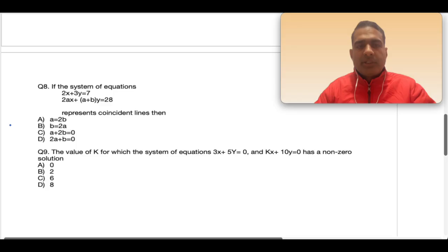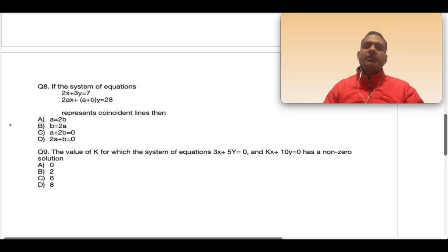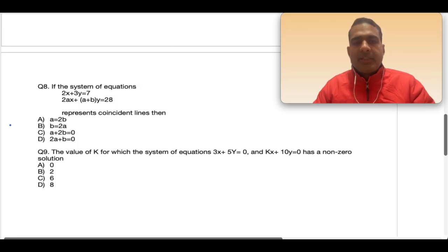Moving to question number 8. If the system of equations 2x plus 3y is equal to 7 and 2ax plus (a plus b)y is equal to 28 represents coincident lines. Coincident lines means both the lines are on top of each other. It means that the system of equations has infinitely many solutions.